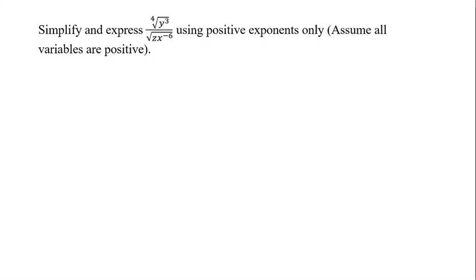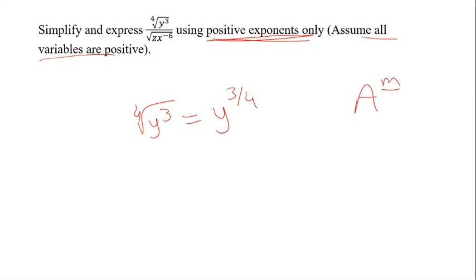Now it says simplify and express using positive exponents only, and I'll assume all variables are positive. Now I will try to convert these radicals to rational powers. So you can say this is the 3 over 4th power. Again, I'm showing you that a to the m over n is the nth root of a to the mth. So this is 3, this is 4, so it has to be 3 over 4.